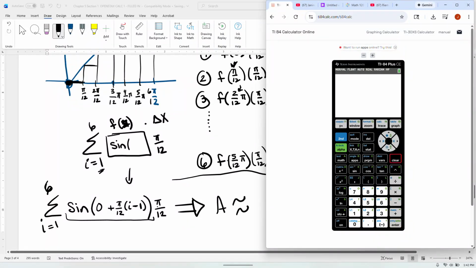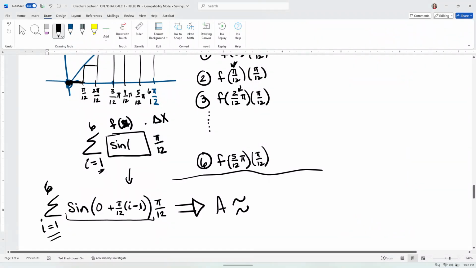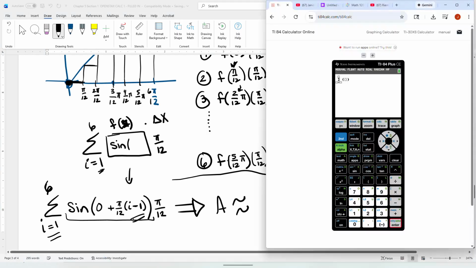Math. Looking towards the bottom, I see summation. You can put I, you can put X, whatever your variable is, just make sure that the variable down there matches the variable there. Okay, so I'm starting with 1, ending with 6, and then what do I have in here?